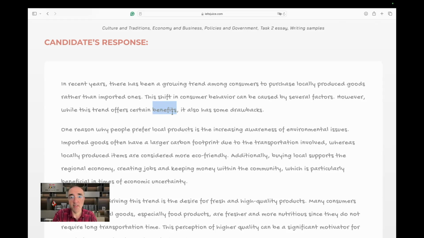Grammar also is telling me that drawbacks are more than benefits. Look, while this trend offers certain benefits, that's the background, it also has some drawbacks. Now this part shines. This is more important. This is the element that people look at. Grammar also is telling me that there are more drawbacks.